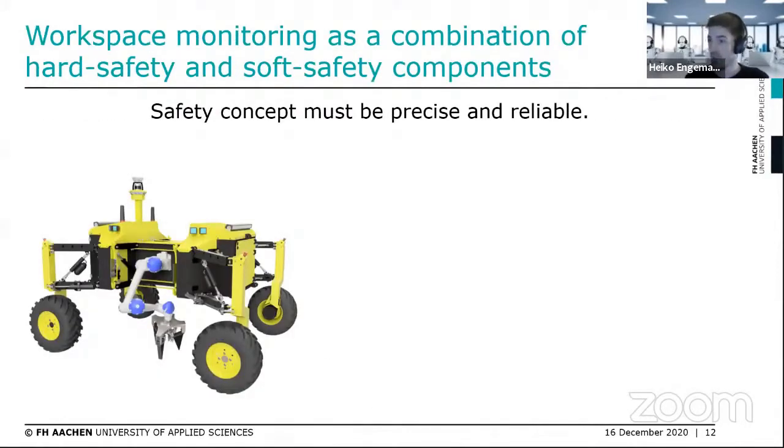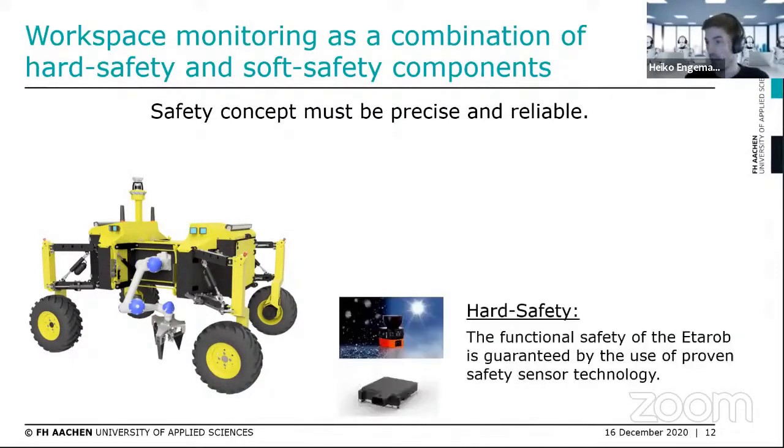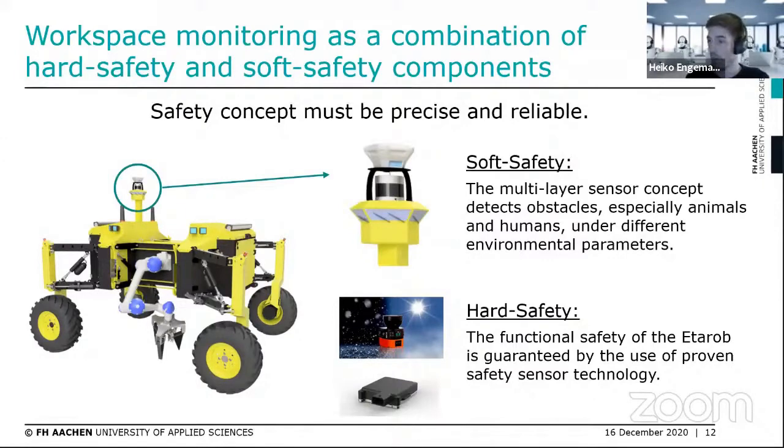Our safety concept combines hard safety and soft safety components. The hard safety components typically provide a high performance level and are integrated on the PLC level. On the other hand, we have the soft safety components, which form a workspace monitoring system that covers 360 degrees around the robot.